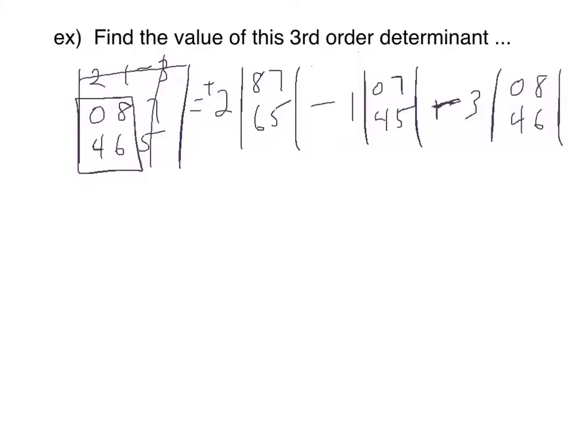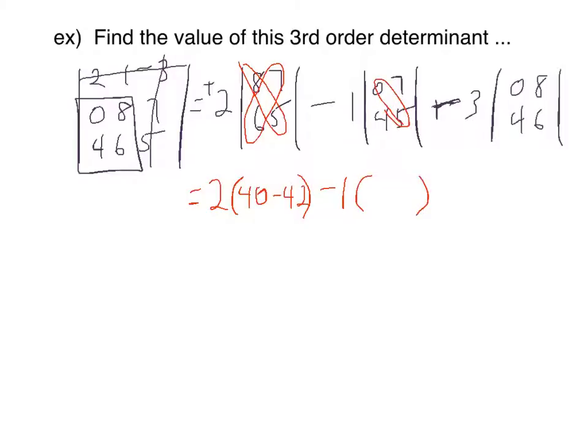Okay? Now let's get rid of that. Here we go. I have 2 times, well, how do we figure out a 2 by 2? It's going to be the product of this minus the product of this, which gives us 40 minus 42. Minus 1 times 0 times 5 is 0, minus 4 times 7 is 28. Plus 3 times this one, which is 0, minus this one, which is 32.